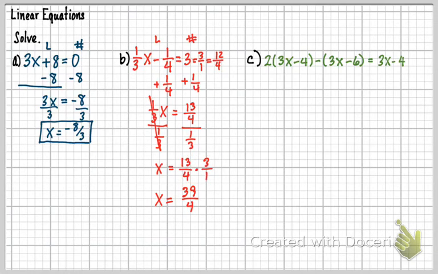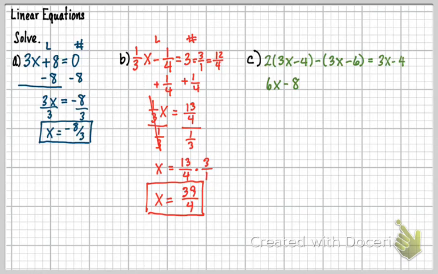So my final answer is x equals 39/4. So now let's deal with this last one. This is a lot of mess, isn't it? I'm going to take all of this stuff over here and simplify it as much as I can. And what that means for this problem is first I'm going to distribute. So I'm going to get a 6x minus 8.